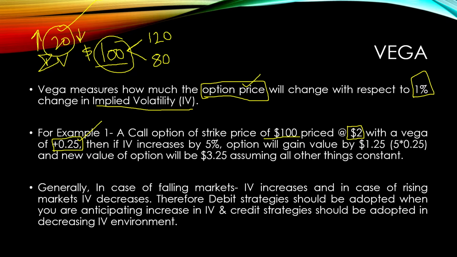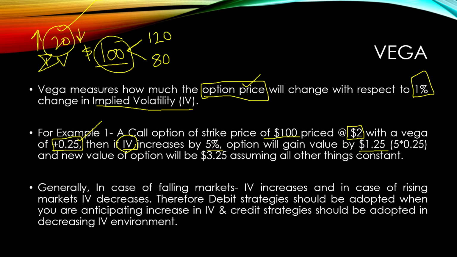Supposedly I bought it when the stock is trading at $100, and in the market the next morning the IV of such option increases by 5% due to expectations that this stock might fall. So this is the expectations. IV is basically the expectations of the option market. So if the next morning I woke up and the IV of such option has increased by 5%, if all the other things remain constant, for example this stock remains at $100 and assuming that there is no theta decay, then the option will gain value by $1.25.